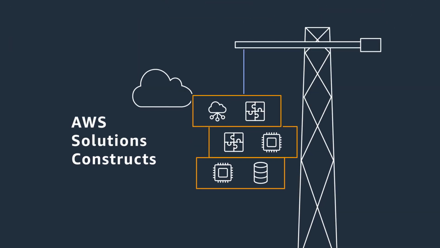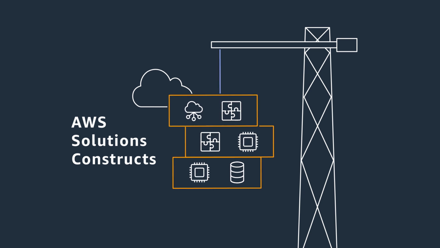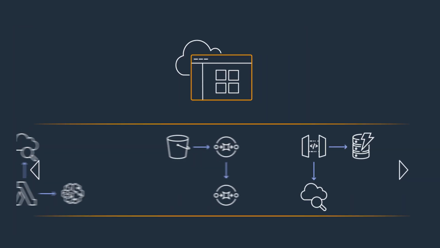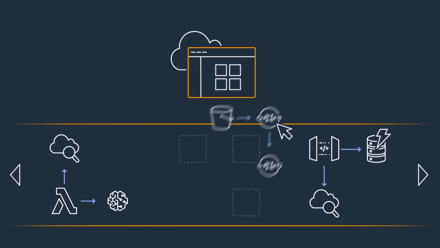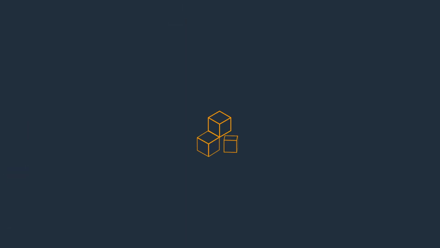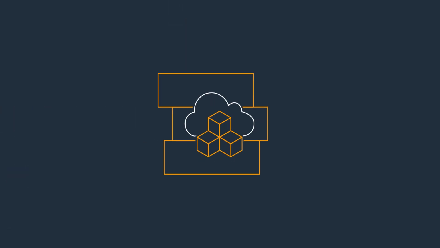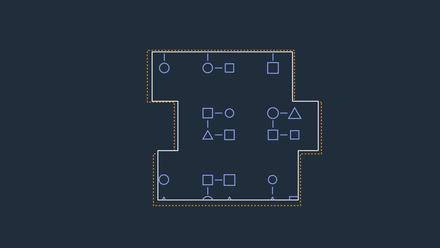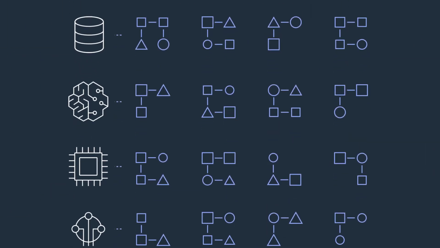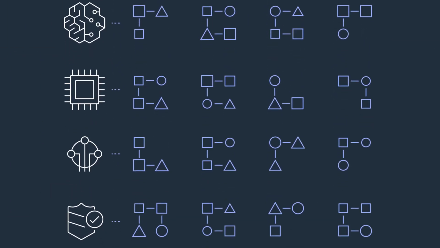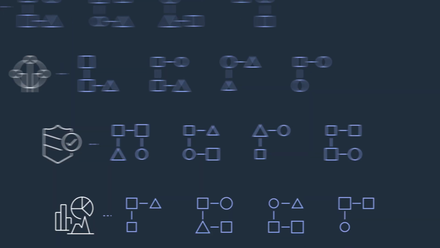That's why we offer AWS Solutions Constructs, a collection of popular architecture patterns available as a library extension of the AWS Cloud Development Kit. When you add AWS Solutions Constructs to your CDK project, you have access to a large repository of patterns that represent the most common architectural configurations on the AWS platform.